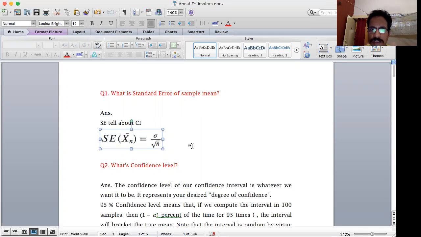So what you need to understand here is that you have normalized the standard deviation by dividing by the square root of n. Okay.